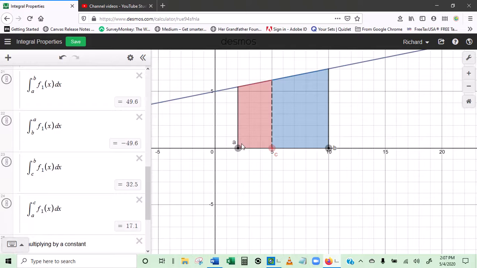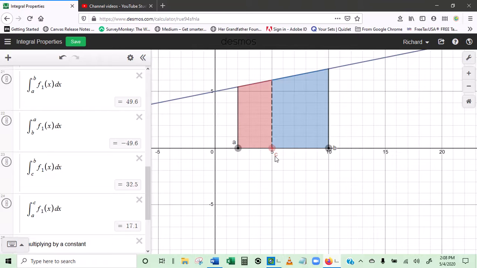What this is showing, the red and the blue areas, are areas under the curve from the limits here. There are two limits. The red and the blue area together are the area under the curve from A to B. So if this is little f1 of x, then the area under the curve would be the total accumulated change from A to B.